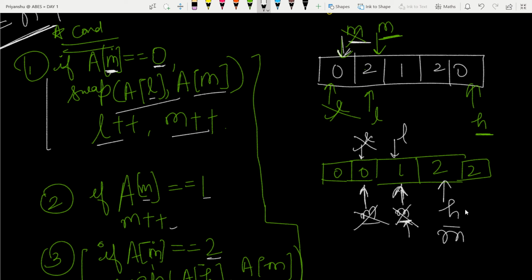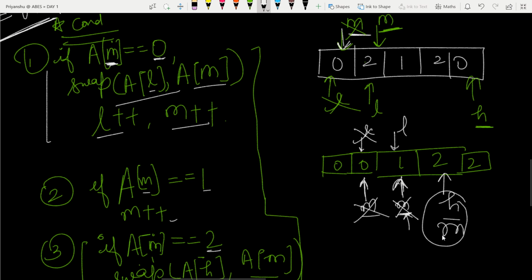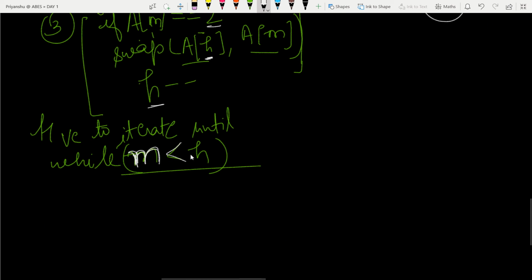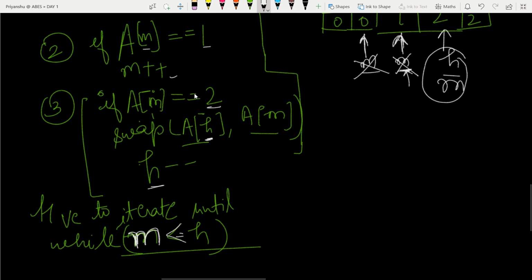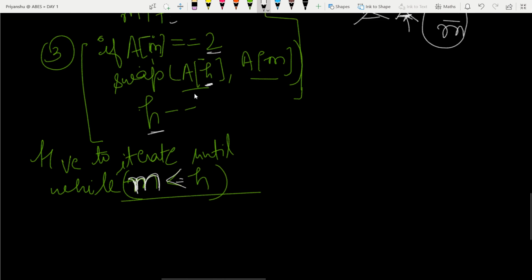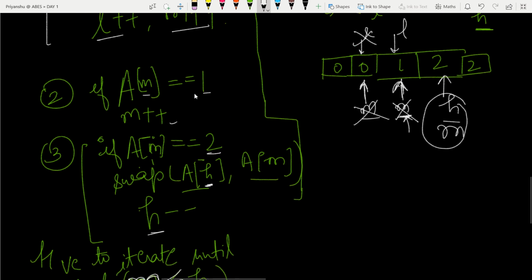Okay, we again check the looping condition. Is M less than H? No, it is not. Our loop would be over. Now we check the significance of L, M, and H. One more thing: this loop will run till M is less than or equal to H, not just less than H. It will run till M is less than or equal to H.